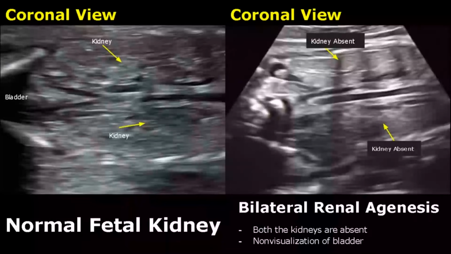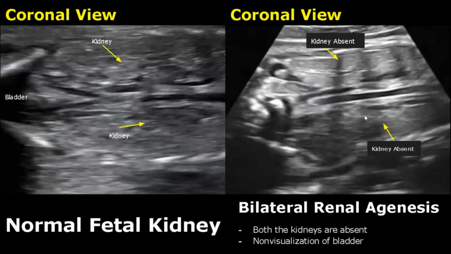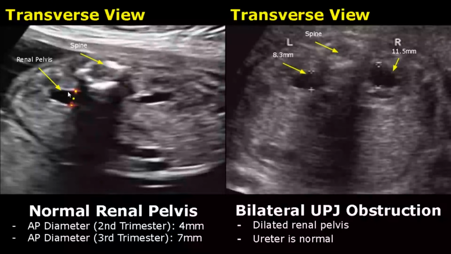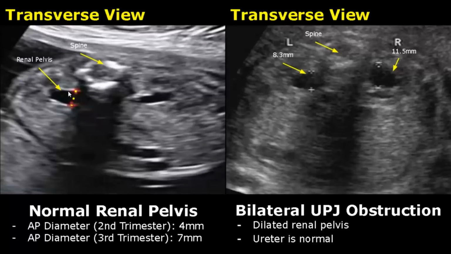In bilateral renal agenesis, there is absence of both the kidneys and it is a lethal condition. Here we cannot see any kidney on either side. The normal diameter of the renal pelvis is 4 millimeters in the second trimester and 7 millimeters in the third trimester.